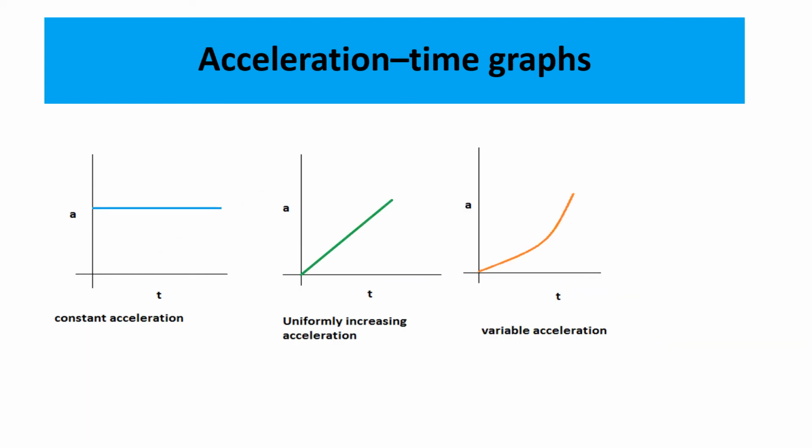Finally, we will learn the acceleration time graphs. In acceleration time graphs, we will plot acceleration on the y-axis and time on the x-axis. The curves are similar to the velocity time graphs. If the acceleration is constant, that means the acceleration is not changing, you will get a straight line parallel to the time axis. If the acceleration is increasing uniformly, then the shape of the graph will be like this. If the acceleration is variable, then you must draw a curved line to indicate that it is varying.